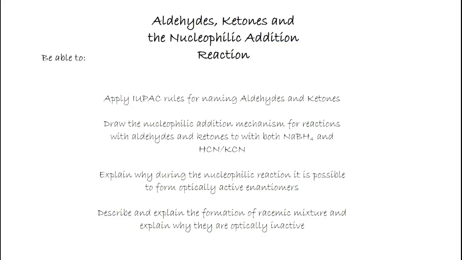Okay, so that brings us to the end of the lesson. You should now be able to use the IUPAC rules for naming aldehydes and ketones, be able to draw nucleophilic addition mechanisms for reaction with aldehydes and ketones for sodium borohydride and either hydrogen cyanide gas or acidified potassium cyanide, explain why the nucleophilic reaction is possible and why it can form optically active enantiomers, and describe and explain the formation of a racemic mixture and explain why these are optically inactive.